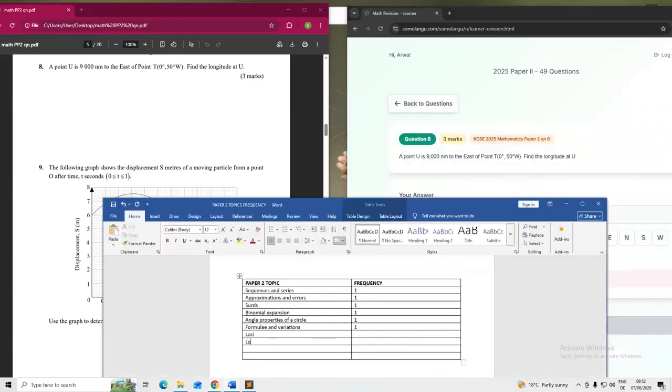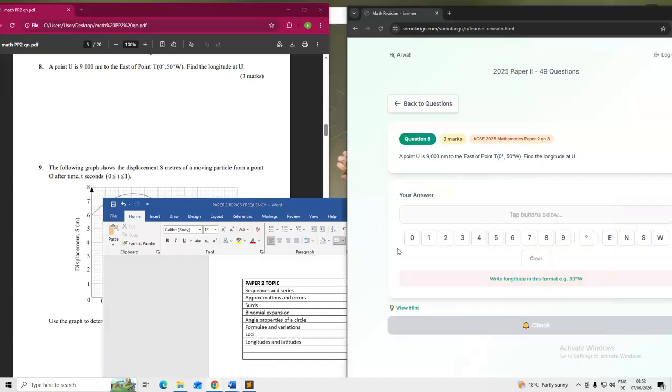Okay, so we have longitudes and latitudes. That has also been tested once in this paper. Remember that question, this question 8, tests geographical mathematics that involve a longitude.